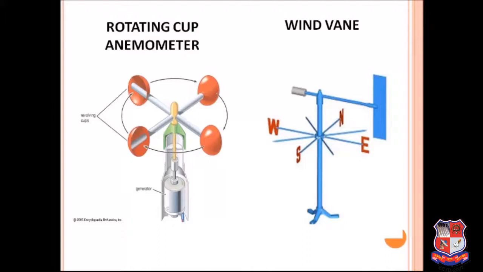These are the diagrammatic representations of a rotating cup anemometer and a wind vane. Now, let us all view a video related to the instruments used for measuring the wind velocity and wind direction.